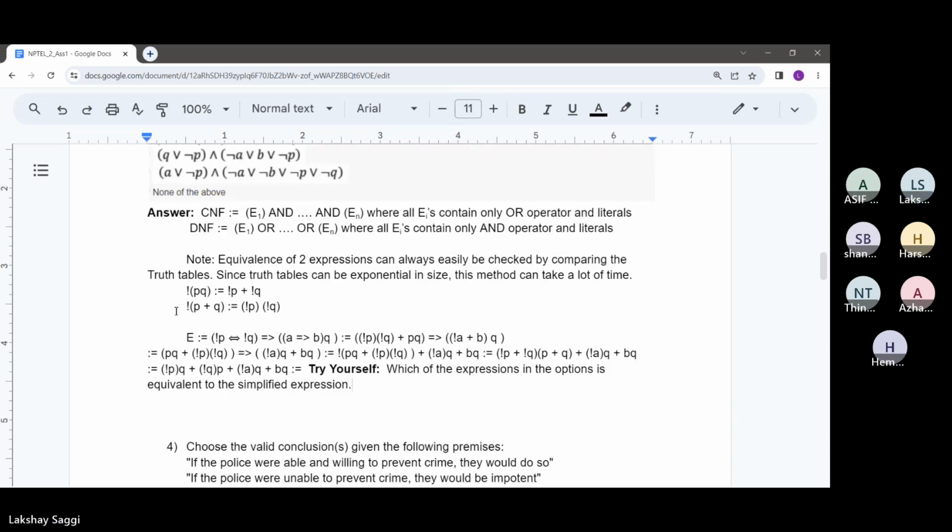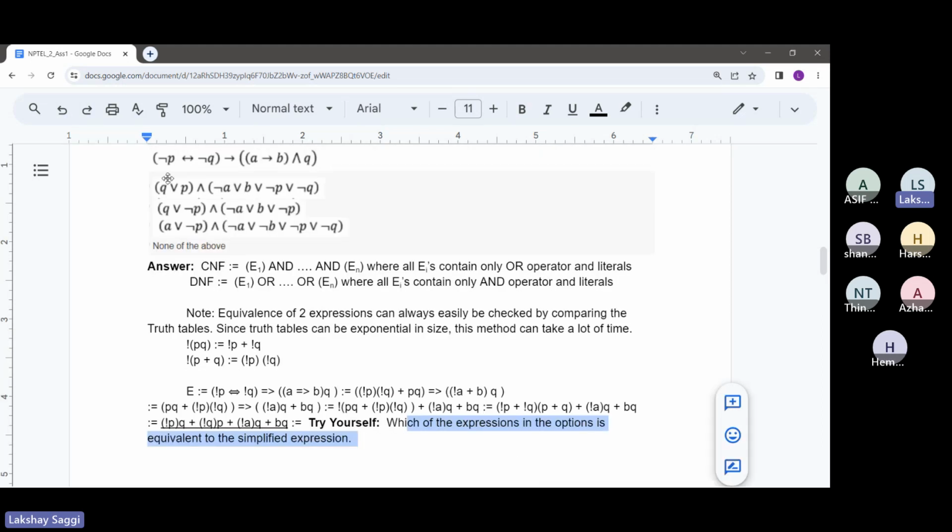So this was the expression which we had obtained. This was the simpler expression. And now you should try yourself which of the expressions in the options is actually equivalent to this simplified expression. So the approach to check the equivalence will be like, let's say we are given this option A.